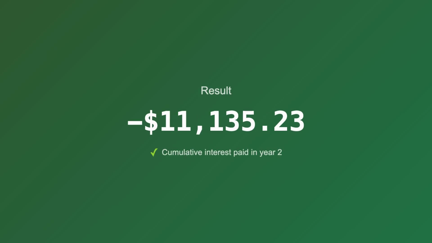The CUMIPMT function returns negative $11,135.23. The result is negative because it represents money flowing out, an interest payment you make to the lender during the second year of the loan.